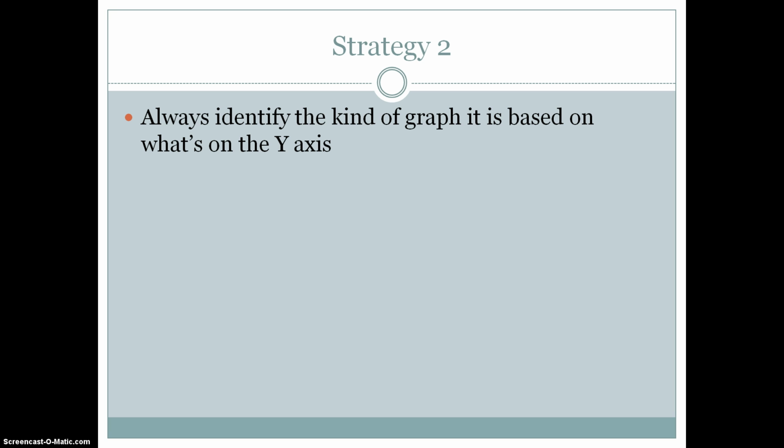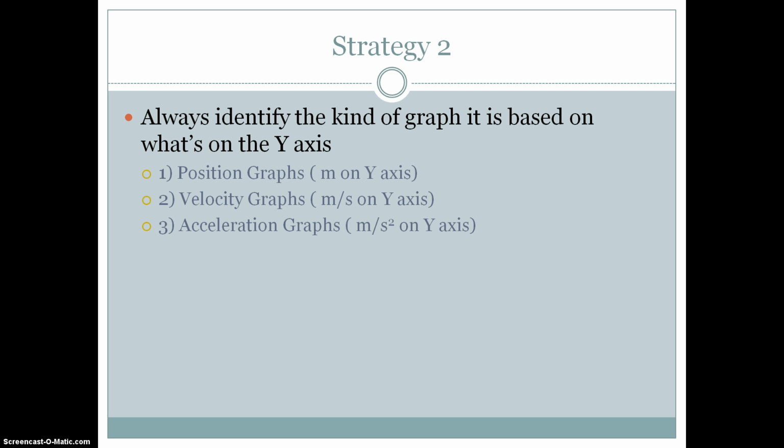So the second strategy is pretty important. Always identify the kind of graph it is based on what's on the y-axis. There are 3 types of graphs. The first kind, position graphs, you see meters on the y-axis. When you read it off directly, you'll get displacement. The second type of graphs are velocity graphs. Instead of meters, you'll see meters over seconds on the y-axis. And the third and super rare type, acceleration graphs, where you see meters per second squared on the y-axis.